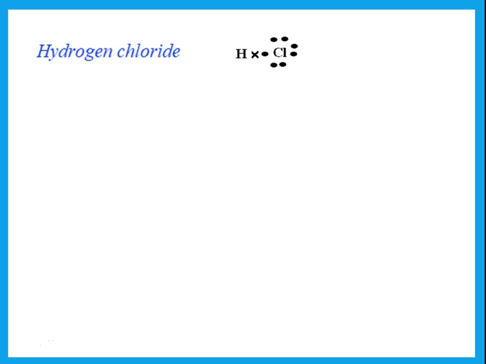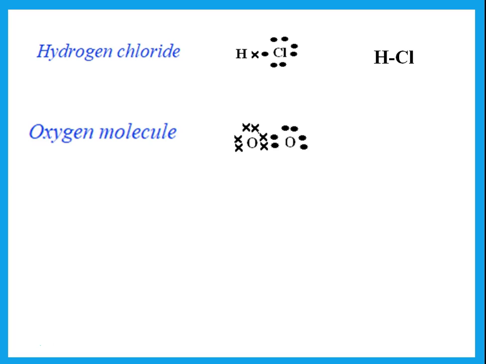Okay, hydrogen chloride. Hydrogen chloride is between hydrogen and chlorine. Chlorine has 7 electrons and it needs only 1, so it's going to share 1 pair with hydrogen, and we said sharing 1 pair of electrons is a single covalent bond. What about oxygen? We said oxygen molecule means oxygen with oxygen. Now, with oxygen and oxygen, each oxygen has 6. It needs 2.